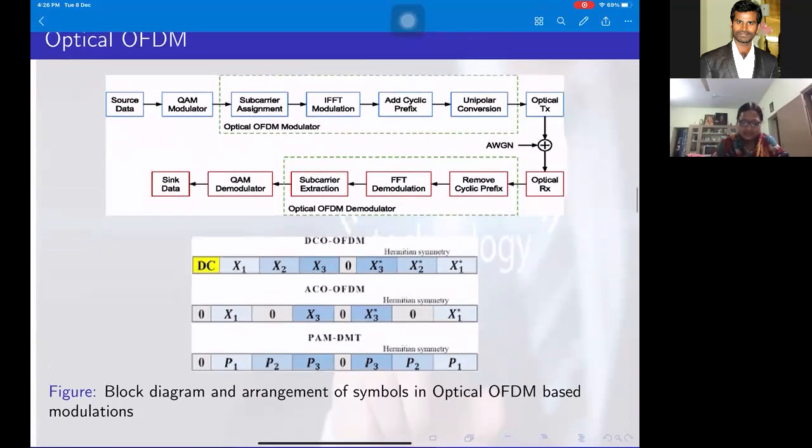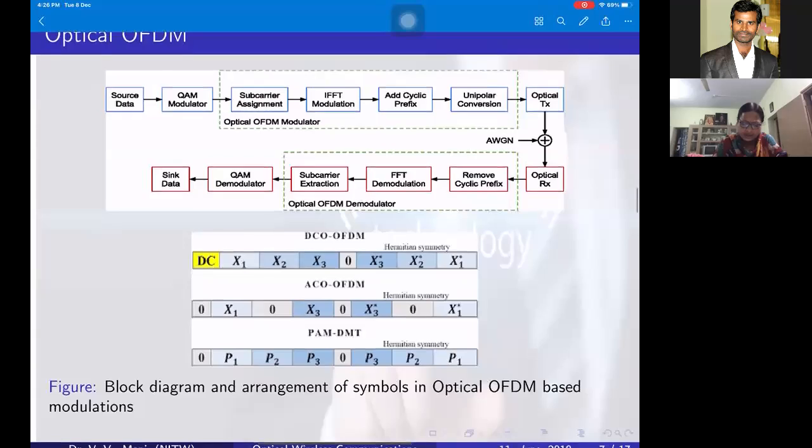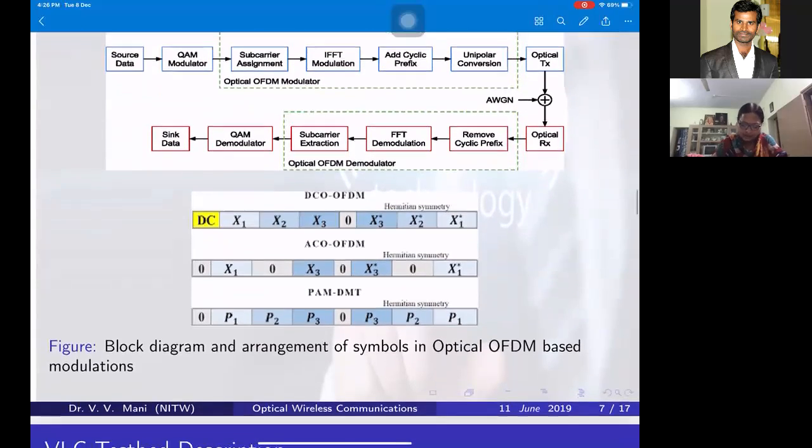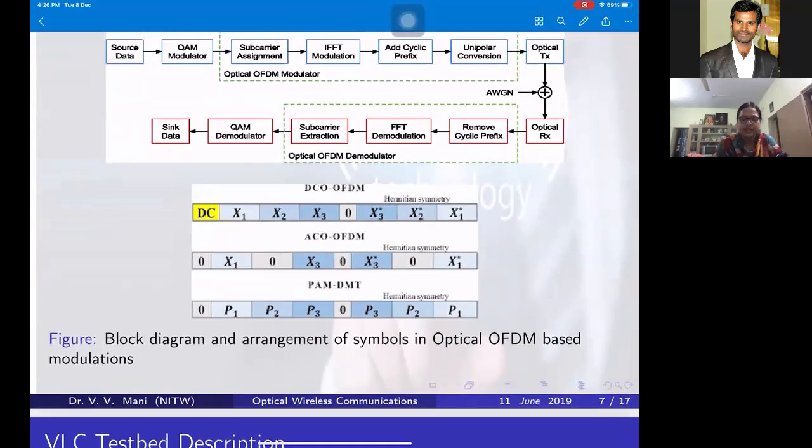So here unipolar conversion and subcarrier alignment we are doing. Why do we need this? My question is, when I am passing my signal through the IFFT block, the IFFT output is in the complex domain, whereas my optical device is an LED. The LED takes only positive signals. For taking that positive signal, I am doing the unipolar conversion.